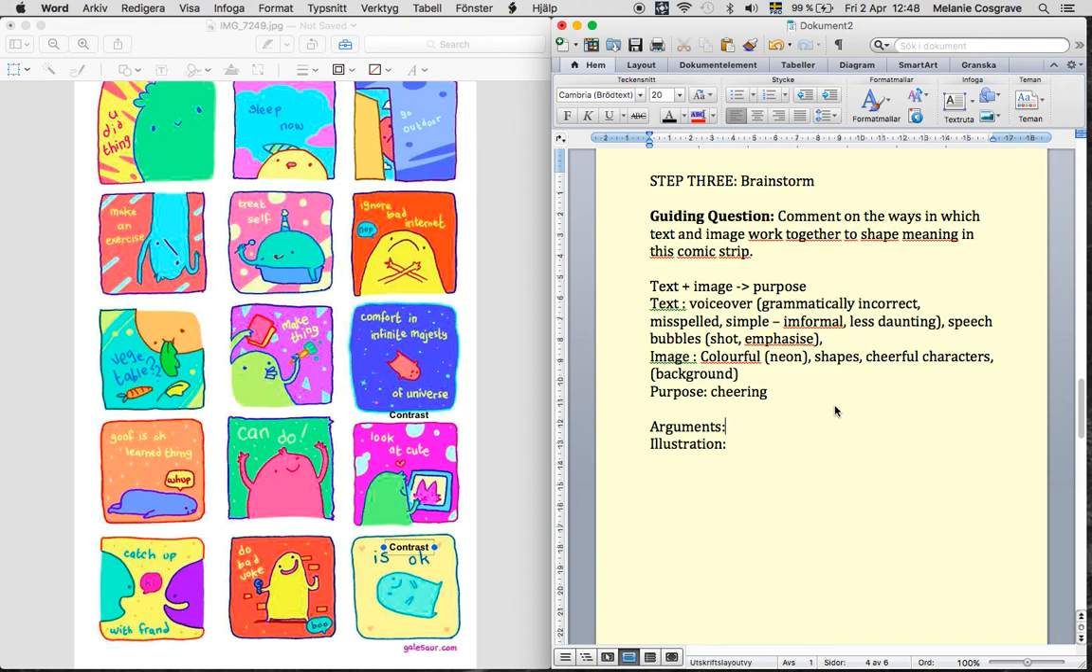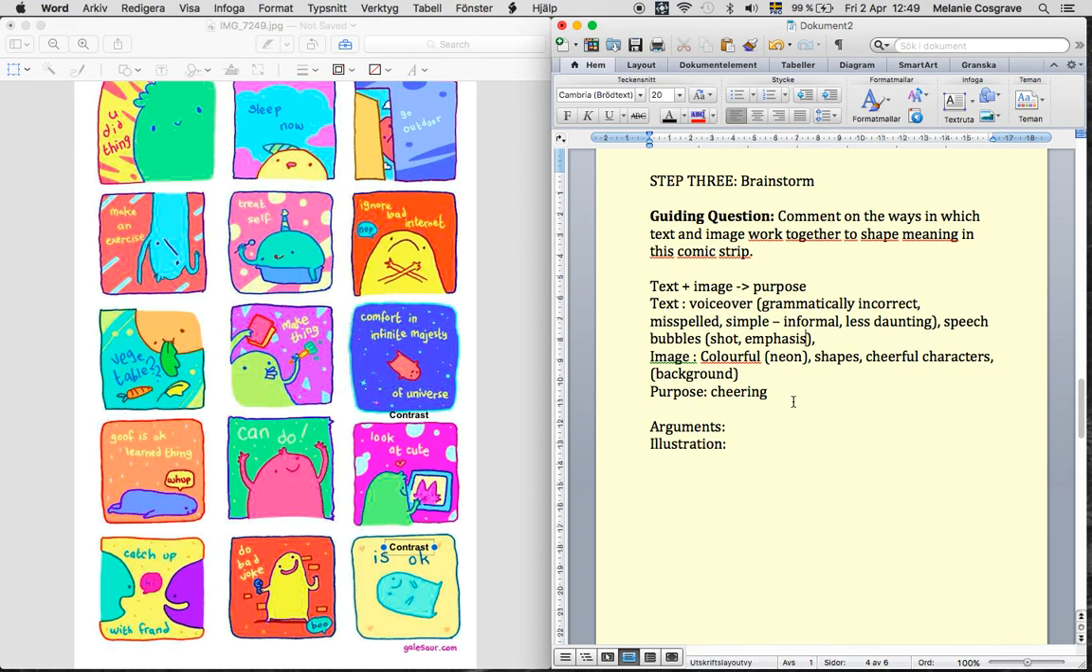So we talked about how my gut reaction was that text and image are working together in order to achieve the purpose. The text, you have the voiceover, it's grammatically incorrect, it's misspelled, it's simple, it's informal, which makes it less daunting. And there's the speech bubbles, they are short and they are there for emphasis. We also have the images, which are colorful. There's neon colors in the background. There's shapes in the background in different colors. The characters are typically cheerful. They have cheerful faces, and they are doing interesting things. And of course, the final purpose of the text is cheering.